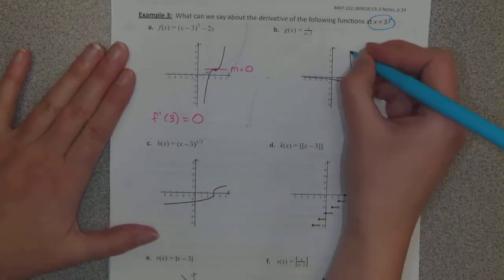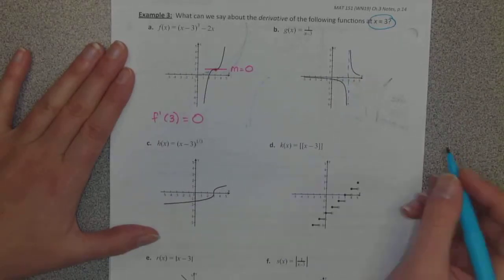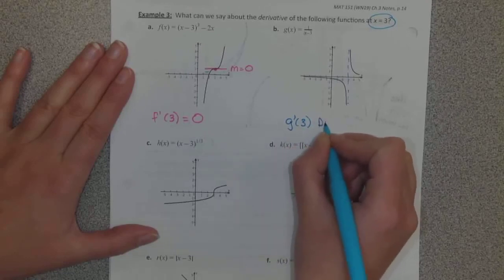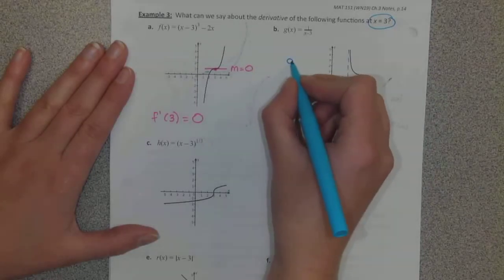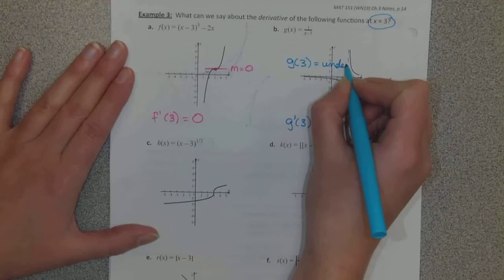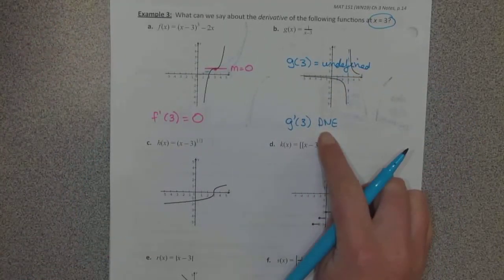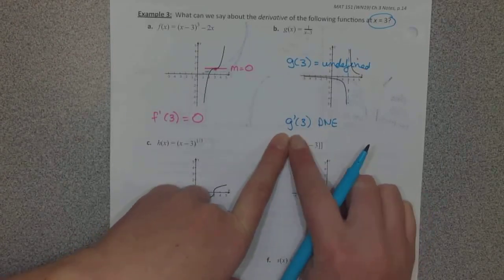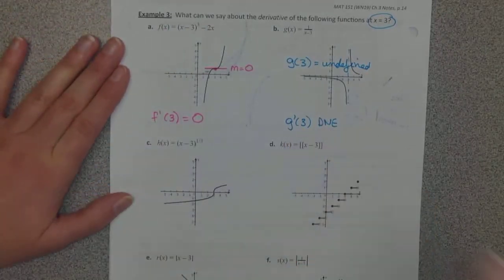That's one thing we can say about that one's derivative. For the next one, there's a vertical asymptote at 3, so the original function doesn't exist at 3. So it's also true that g prime of 3 will not exist or be undefined. The derivative at 3 is undefined. It's also true in this case that g of 3 is undefined. Usually in terms of limits, we say doesn't exist because the derivative, remember, is a limit. We usually say doesn't exist instead of undefined for limits, but undefined would be okay in this context if you chose to use that word instead.